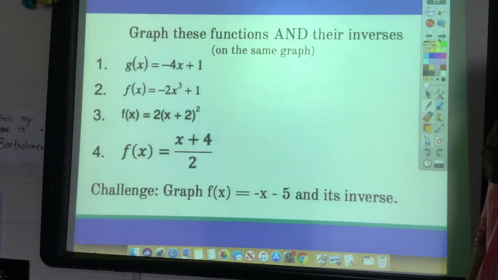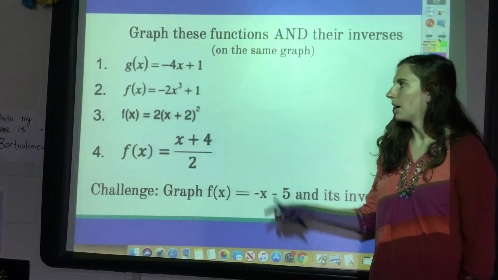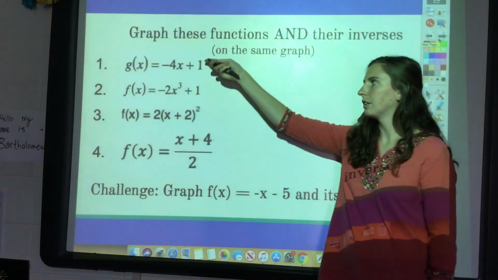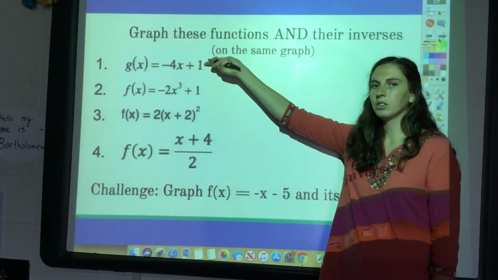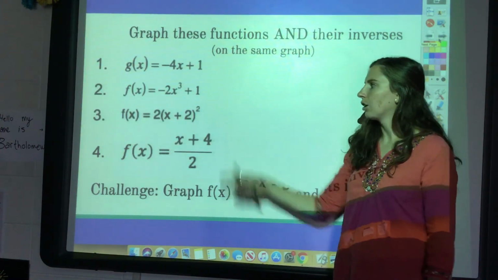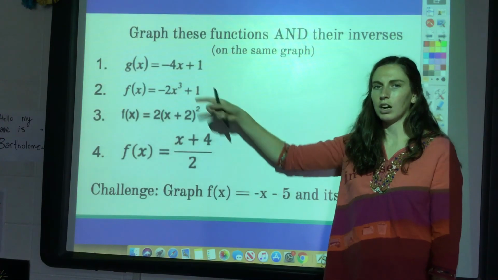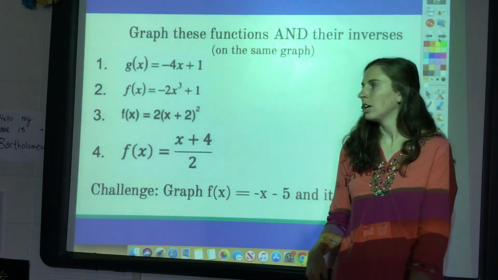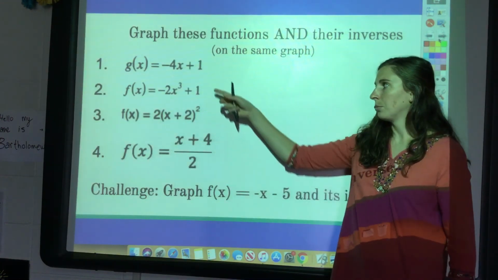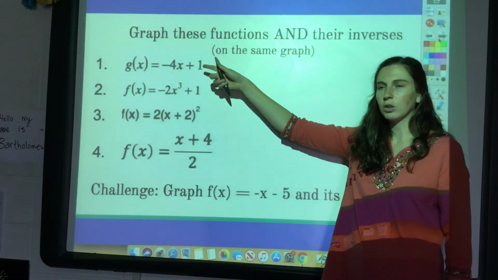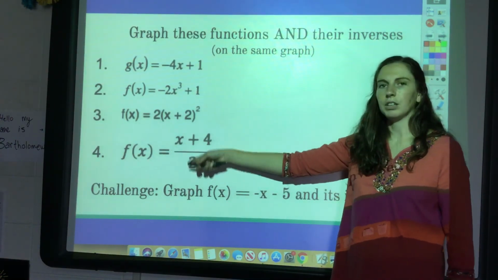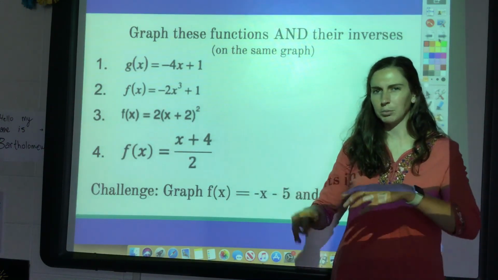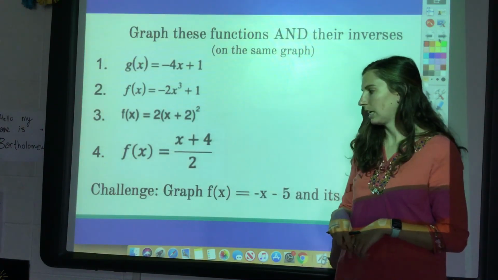All right, so on the practice, what you're going to do is graph this function plus its inverse on the same grid, and then graph this function and its inverse on a separate grid, and then graph this function and this inverse. Feel free to use a graphing calculator or Desmos to graph the original and then to find some points that you can then just flip. That's really all you need to do.